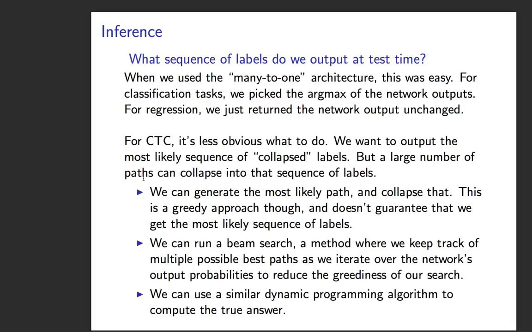A beam search is basically a heuristic way where instead of considering the one most likely path, we consider essentially the top k most likely paths. And as we go through it, we can update what our top k most likely paths are. So in the end, we are more likely to find the actual most likely labeling. We can also use dynamic programming to find the actual answer. It's kind of like inference for hidden Markov models. But for the most part, for testing purposes, you can use the most likely path. It's not a completely bad approach.